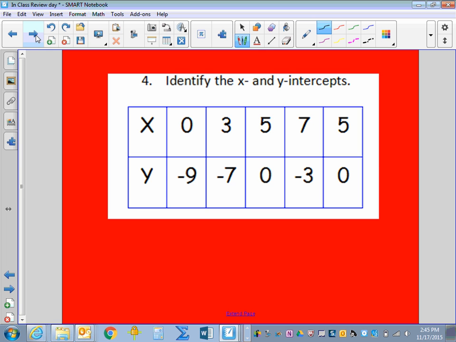Identify the x and y intercepts. My x-intercept is x, comma 0. My y-intercept is 0, comma y. Alright, my x-intercept is when y is 0, so I look for y to be 0.